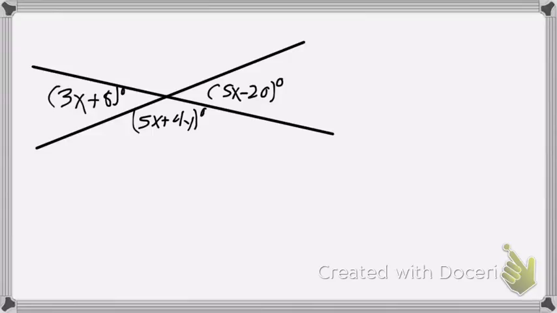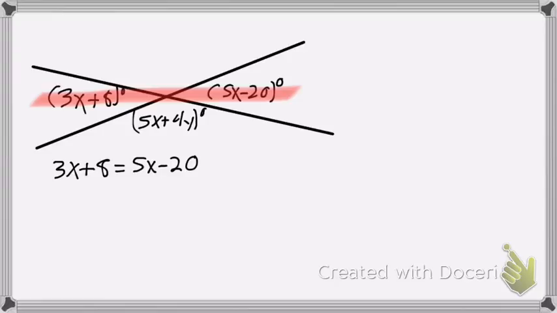Now the process we go through is going to be identical. We're going to look at the relationships that are created here. We're going to use those to solve for our variables and for the measure of the angles. Keep in mind that we have to do both for this problem. So let's start just like we did last time. We know that those two are congruent. If they're congruent, their measures are equal, so we can set them equal to each other. So let's do that. We go 3x plus 8 is equal to 5x minus 20.